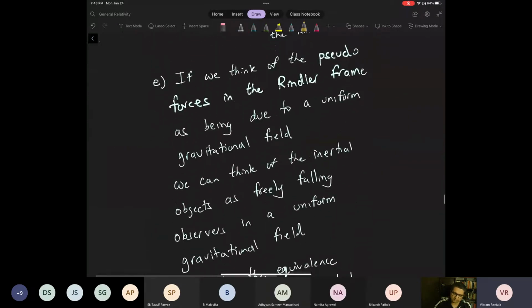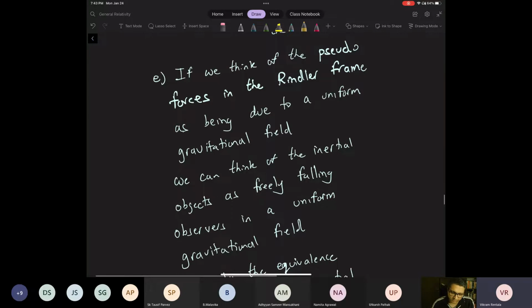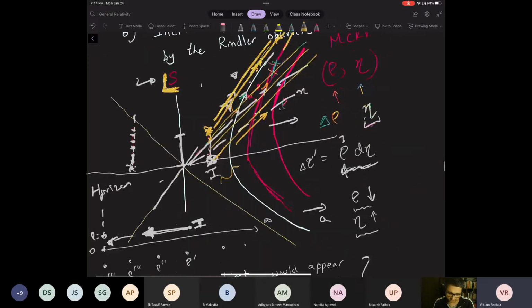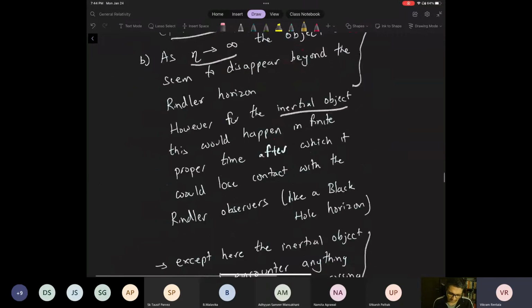Okay, and now here's the important point. Now let's connect back to the equivalence principle. If you think of the pseudo forces in the Rindler frame, the pseudo force being the acceleration experienced by this inertial observer as seen by the Rindler observers. The Rindler observers are an accelerating reference frame. In that accelerating reference frame, something that was an inertial observer, like this inertial observer over here, appears to experience pseudo forces.